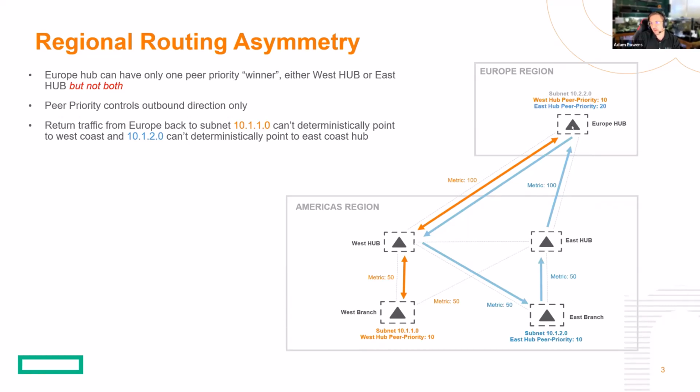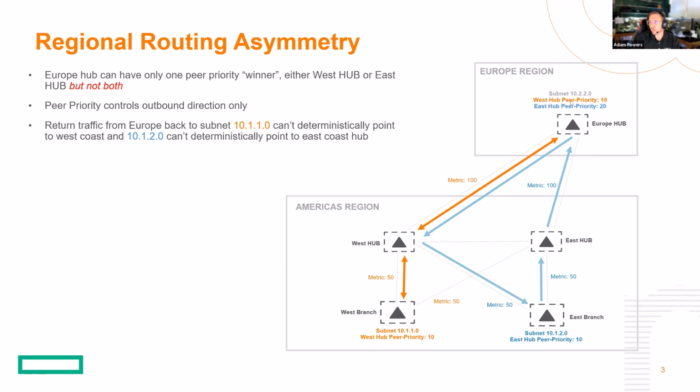The Europe hub here has two choices. It can either not set a peer priority at all, which will result in equal cost multipath load balancing across both east and west to get back to the east branch. And that's because if you look at the metric here, the east branch is announcing metric 50 to the west, and it's announcing metric 50 to east. West adds 50 more, goes to 100. East adds 50 more, goes to 100. Now the Europe hub here has two routes back to the east branch with exactly the same metric and exactly the same prefix. So we will ECMP.